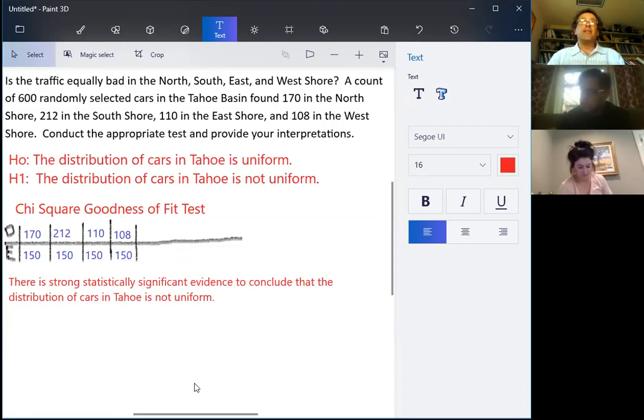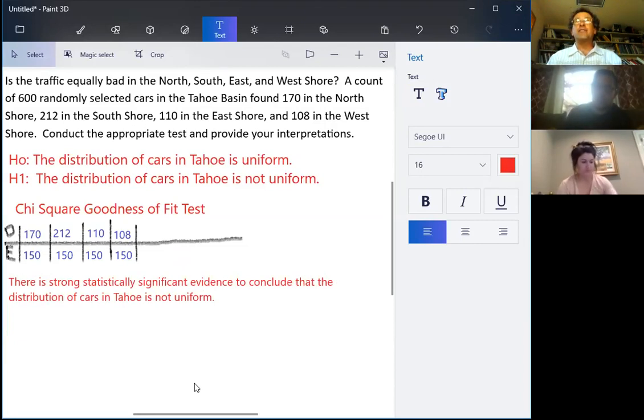Any questions on that? Okay, just want to let you know something about this particular test. That's all it says. You can't go further with this test and decide how it's not uniform. Which one is more, which one is less. Maybe 3 are the same and the 4th one's different. Does that make sense? Mm-hmm. All you know is they're not all the same. And that's all you can say.